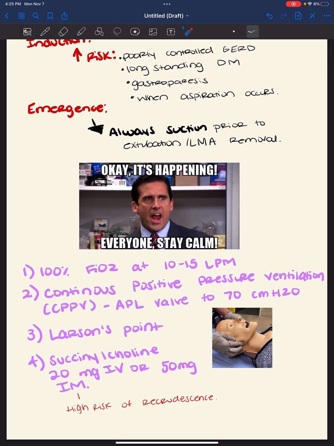Just keep in mind whenever you give succinylcholine, there's a high risk of recrudescence happening again. So high risk of laryngeal spasm reoccurring again.